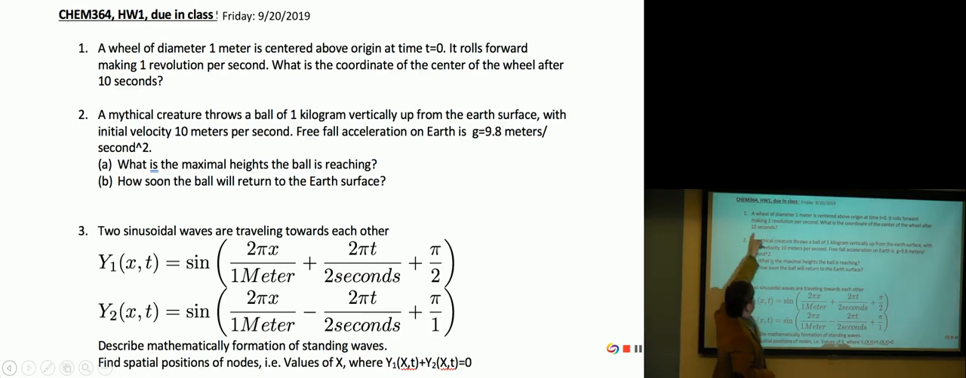So this is just linear multiplying. This is quadratic equation, right? And this is just a little practice of the trigonometry, which should not be very challenging.